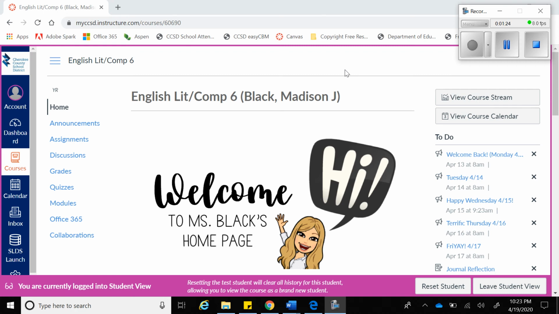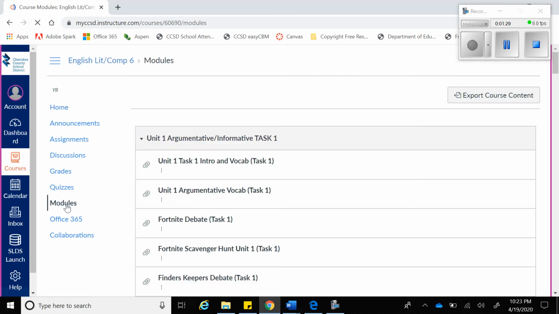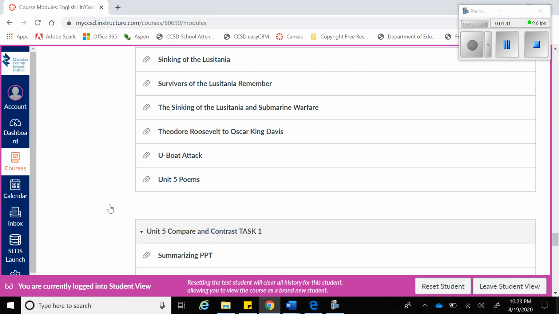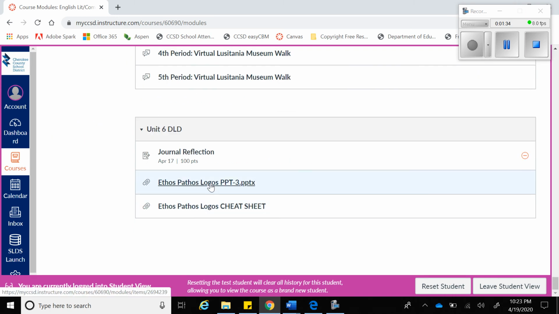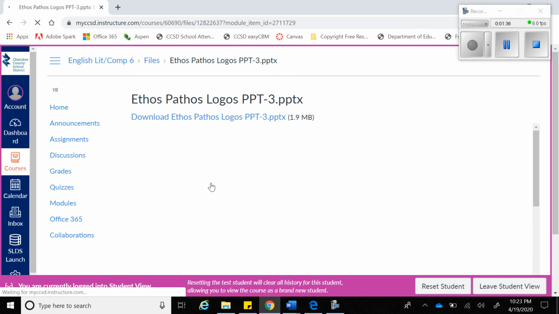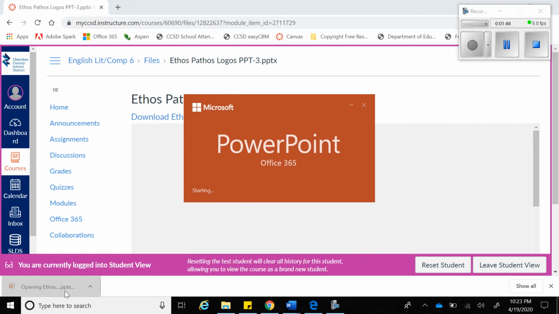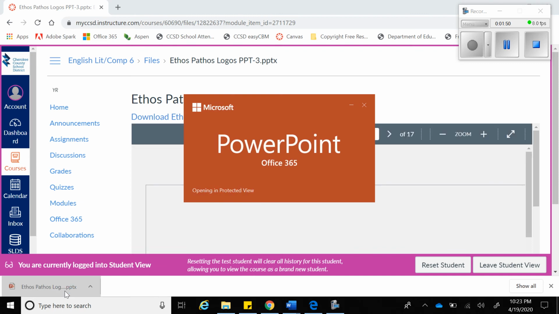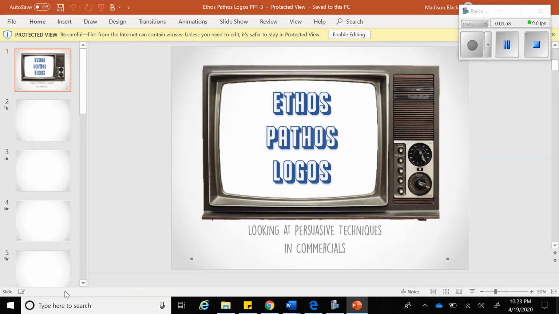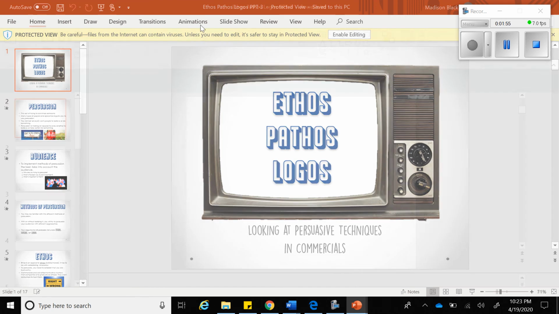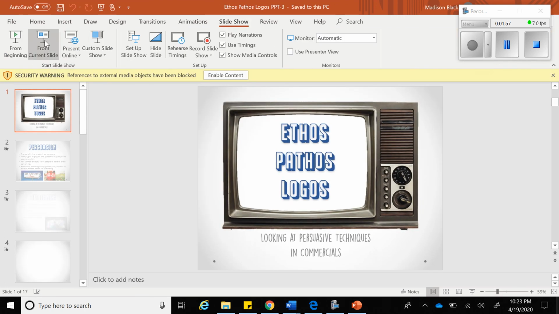Okay, so on my home page, if you go to Modules, and then you scroll all the way down to Unit 6 DLD, there is a PowerPoint. We're going to go over this PowerPoint together in this video, but I also suggest that you look back over it again by yourself to make sure that you understand the concept. Okay? So, this PowerPoint is about persuasion techniques. And let's let it load. There it is. We'll play it. There we go.